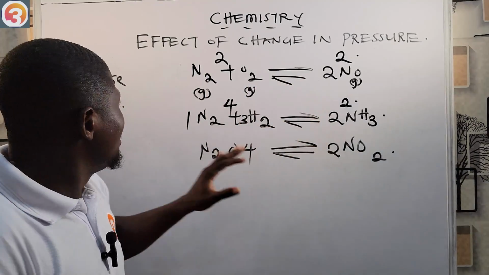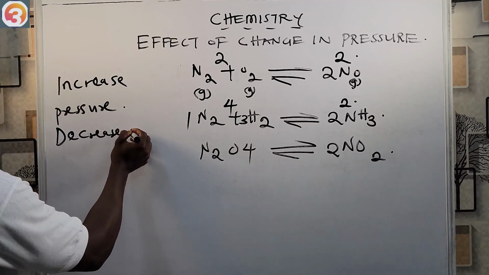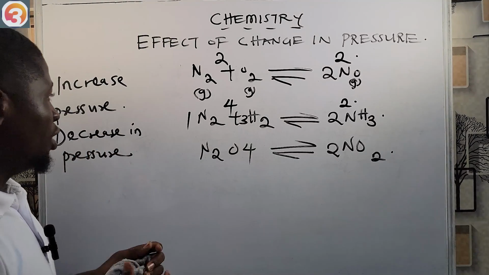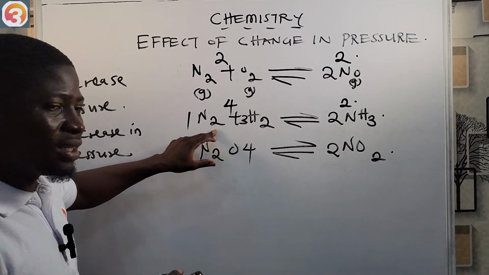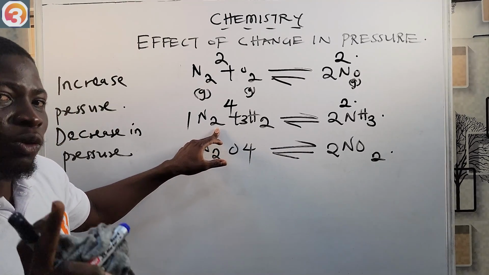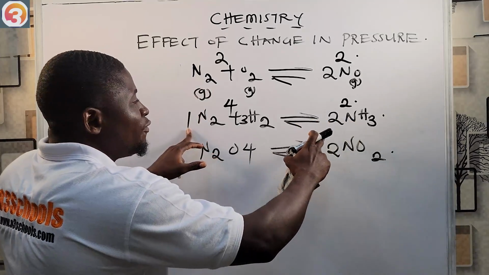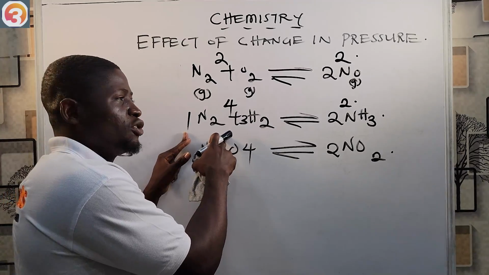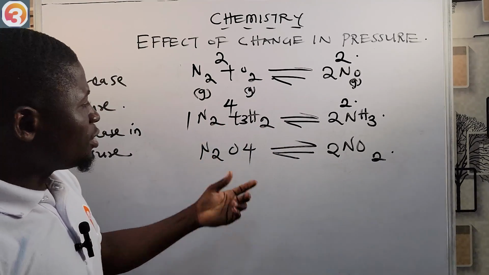But if you decrease pressure in the other case, which side of the reaction will it favor? It will favor the backward reaction, because once you are decreasing pressure, volume will increase. So increasing pressure in this second case will favor the forward reaction, but decreasing pressure will favor the backward reaction, because it has more volume of gas. You get?